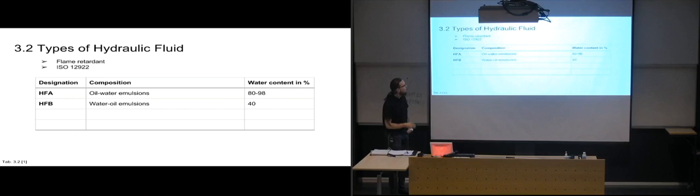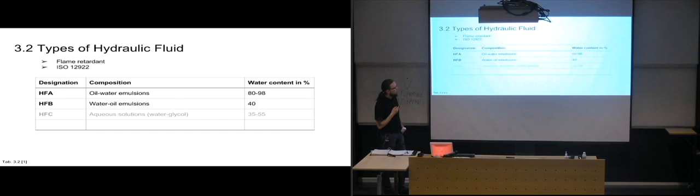The next one we'll look at is HFB, which is water-oil emulsions. And as you can see, the sequence of words here has something to say, because now we only have 40% water content in it. So it's basically whatever is coming first has the lowest amount in this emulsion. But still, 40% water in it is still going to have quite an effect if you have a leak, so you will have a good cooling effect for it.